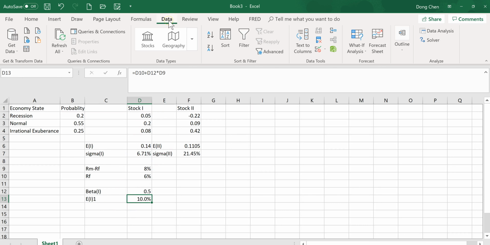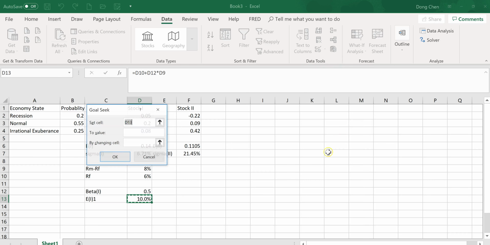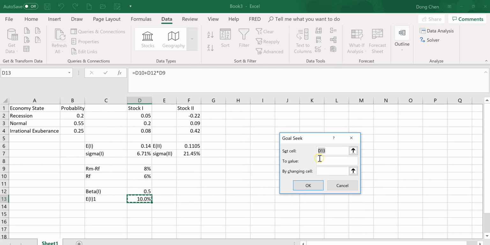So I choose Data, then What-If Analysis, and then Goal Seek. Here I choose D13, which is exactly this cell.